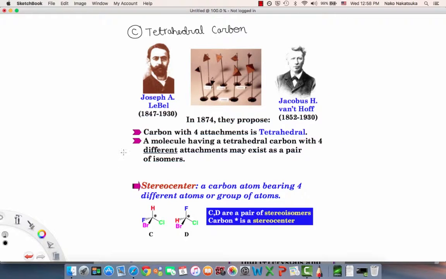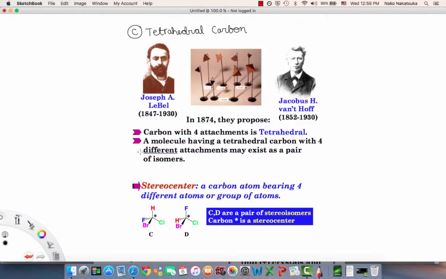So now moving on to part C, we talk about tetrahedral carbon. So in 1874, Joseph A. Le Bel and Jacobus van 't Hoff, whose name you might recognize for the van 't Hoff factor, proposed that carbon with 4 attachments has a tetrahedral structure, which was a really huge thing to discover, and also a molecule having a tetrahedral carbon with 4 different atoms attached exist as a pair of isomers.